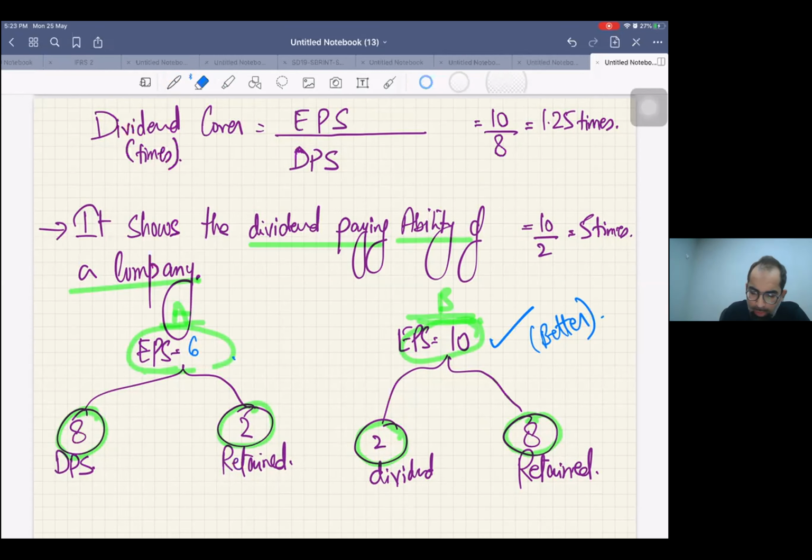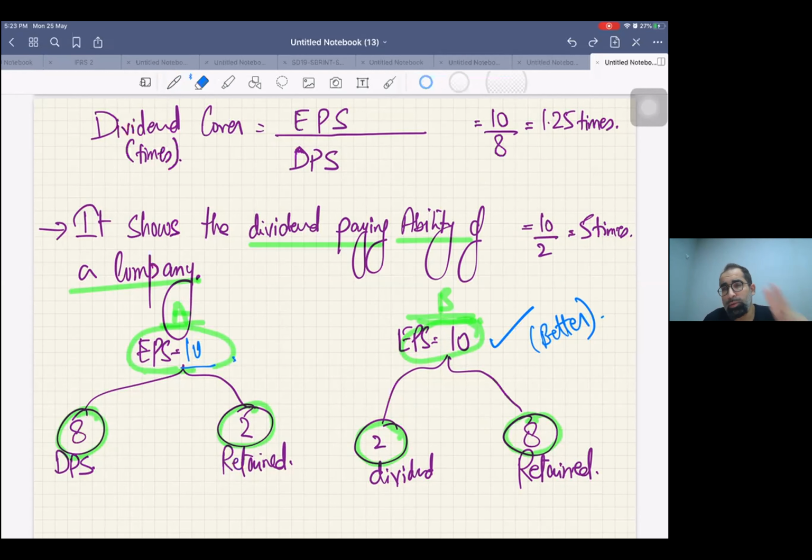Okay. Now let me write again. But for the second company, B company, this year EPS is 10. What if next year this EPS becomes $6? Still this company can easily pay $2 dividends. So in terms of dividend paying ability, company B is better.